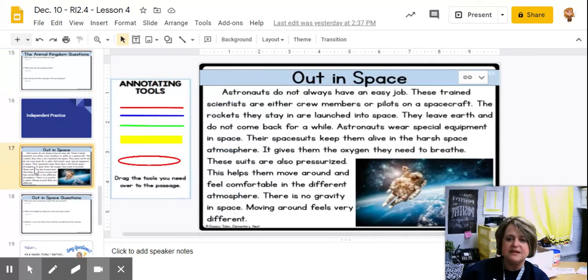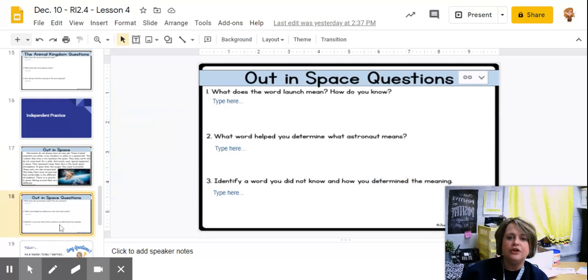For your independent practice today, you are going to have an article that you're going to read called Out in Space. And then you are going to answer some questions. What does the word launch mean? And how do you know? Where did you find it? What did it say in the text? What word helped you determine what astronaut means? Was there a word in the text that helped you determine what an astronaut was?